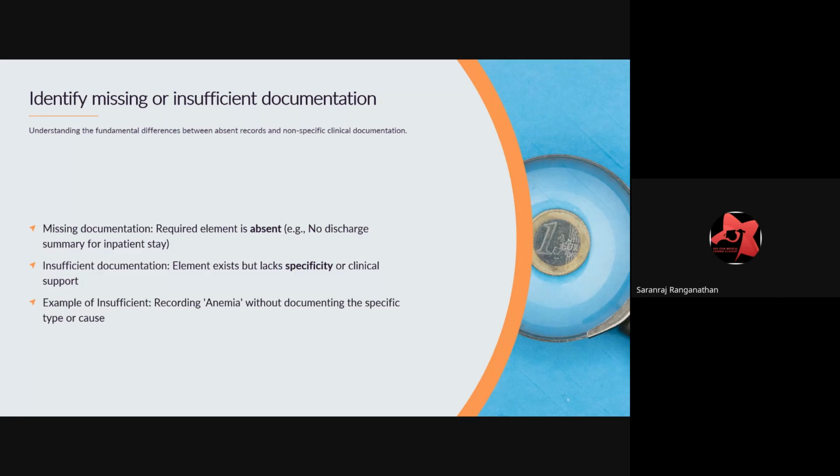Here is one example: recording anemia without documenting the specific type. There are so many types of anemia: sickle cell anemia, thalassemia, age-related anemia, chemotherapy anemia, cancer anemia, so many. Which anemia it is needs to be documented. When it is insufficient, it is going to affect the billing. We need to go back and query. So as I told, missing means completely not available; insufficient means it is available, but not provided completely.